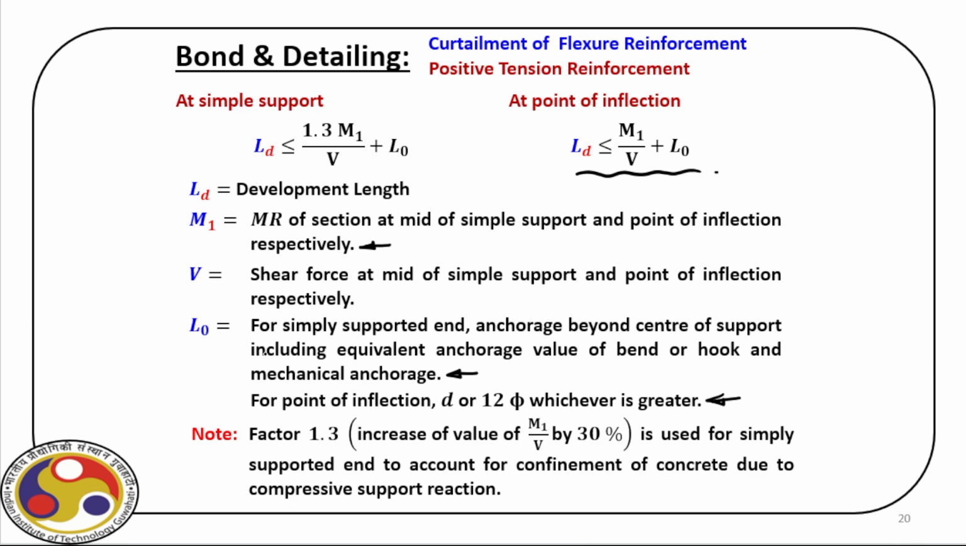Now, we have this 1.3 factor, that is a 30% increase of the M by V value, used for the simple support end to account for confinement of concrete due to compressive support reaction.